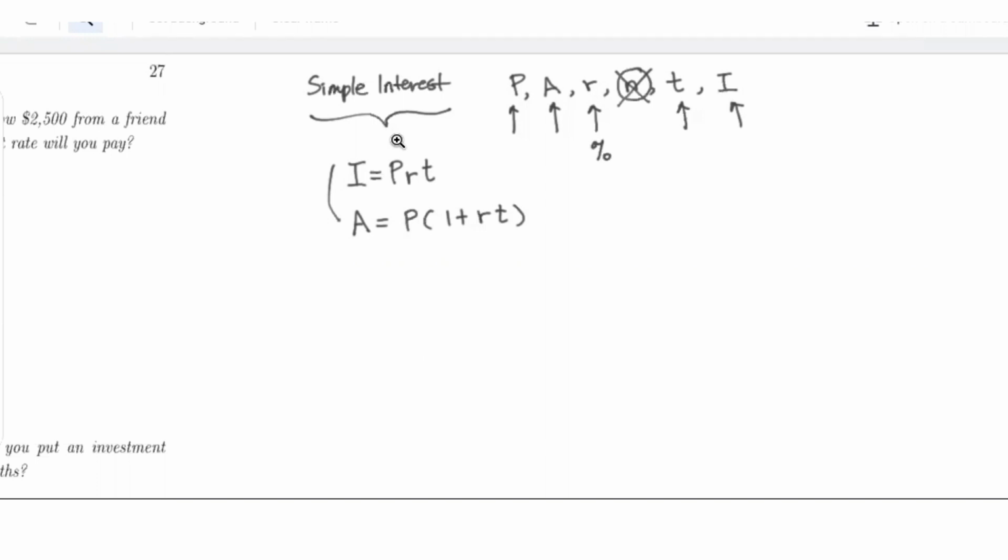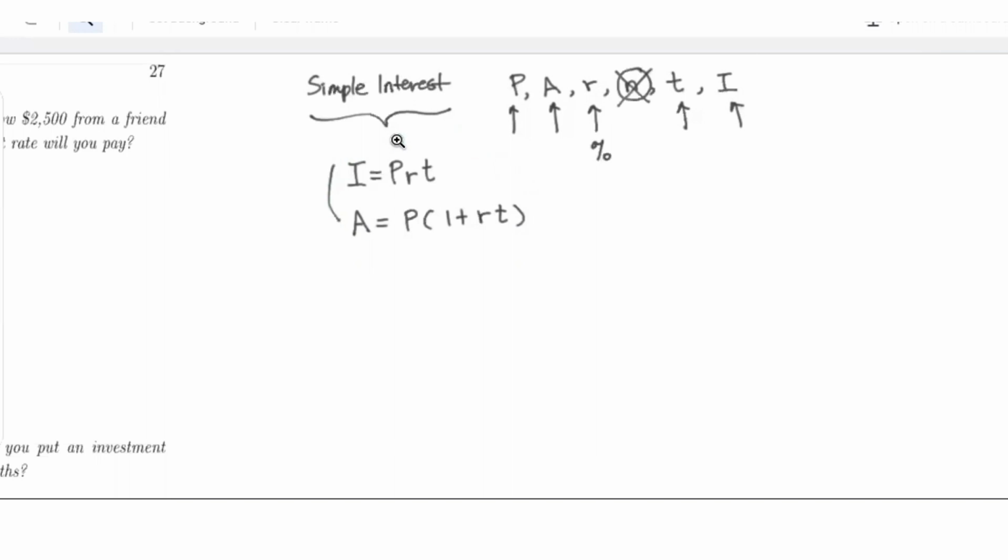So when can we use whichever is asking? If asking for I, we use the first formula. If the question is asking for A, we use the second formula. It depends on what is given. You understand this? All right, those formulas will be given during the exam, so you don't have to memorize the formulas, but you have to know when and how to use them.